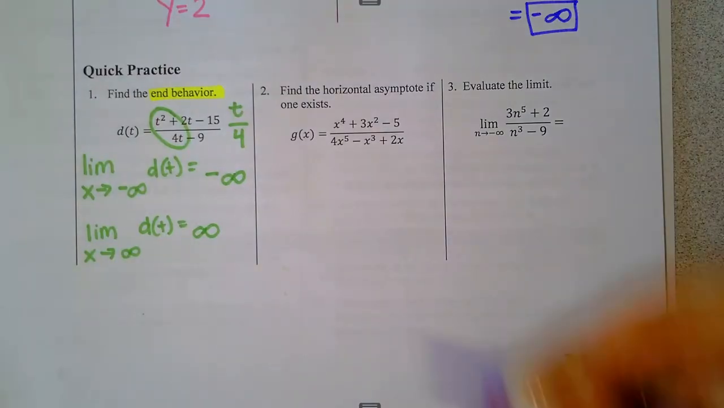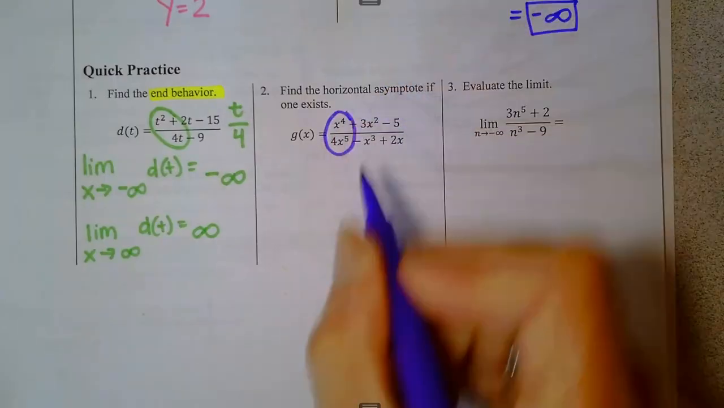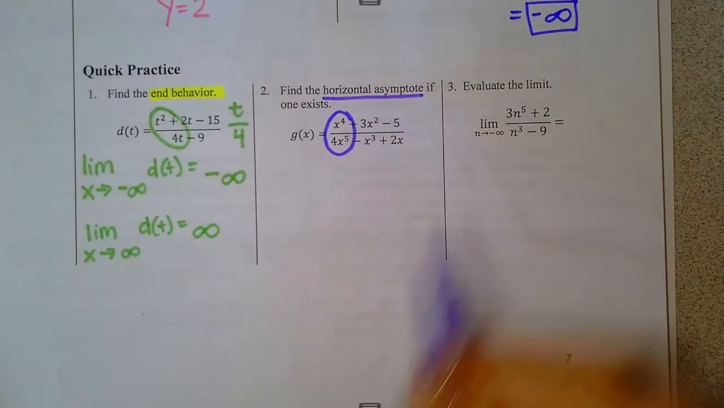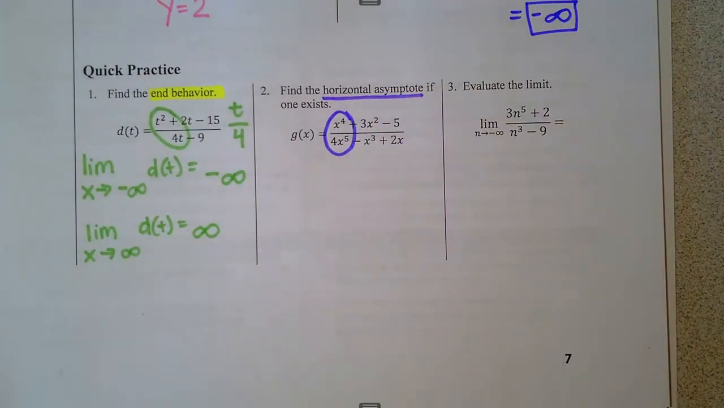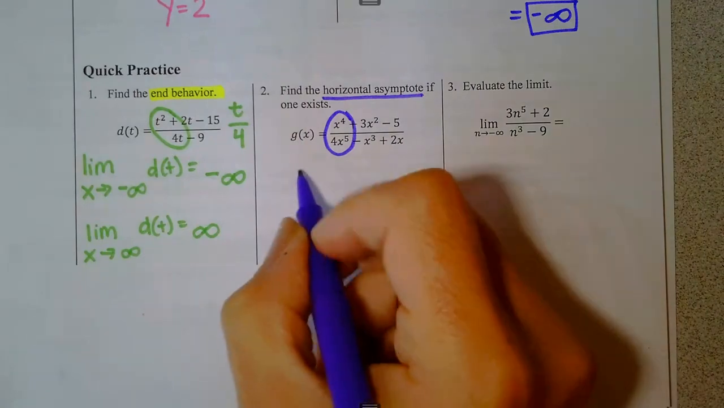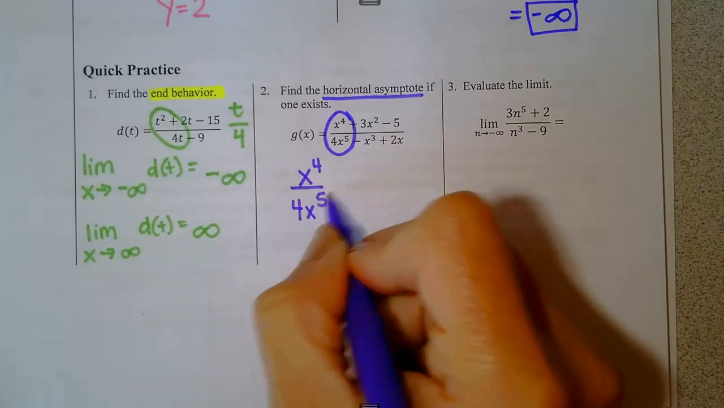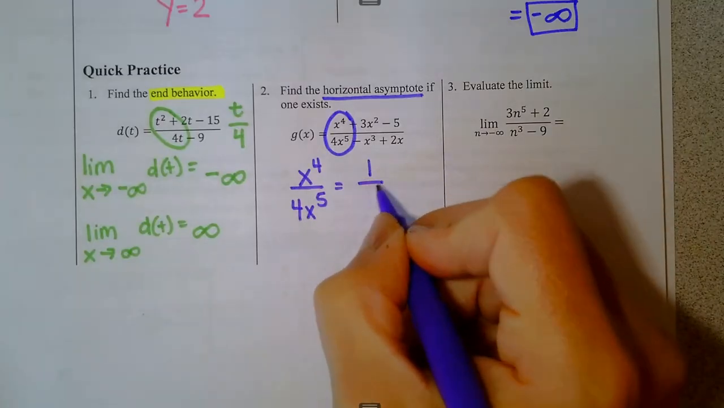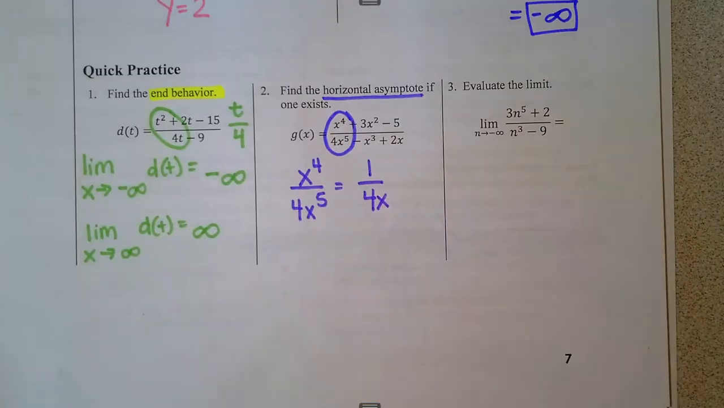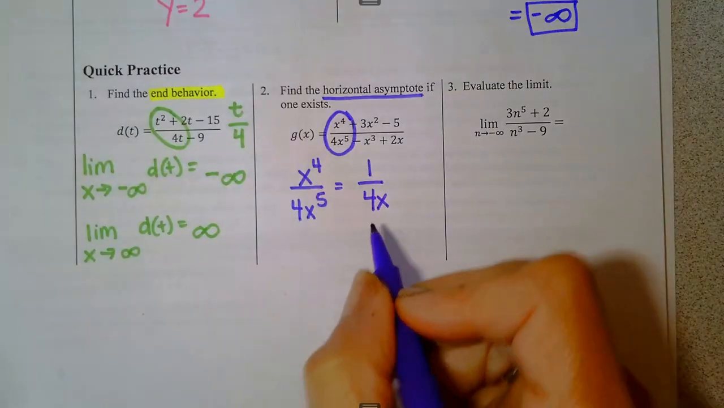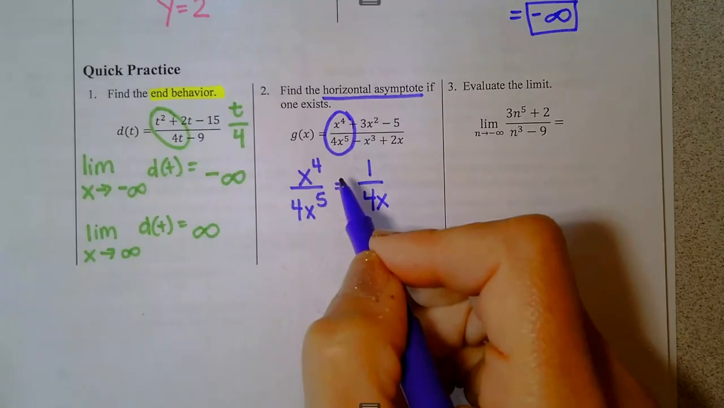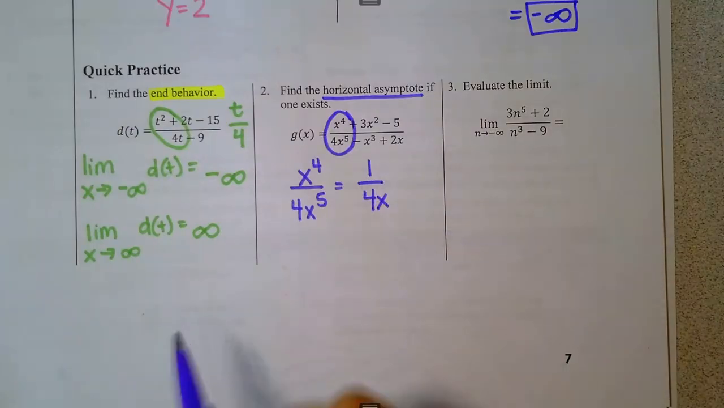Next one. Find the horizontal asymptote. So what's x to the 4th divided by 4x to the 5th? 1 over 4x. So if I put infinity down there, no, they want the asymptote. So what would the asymptote be?